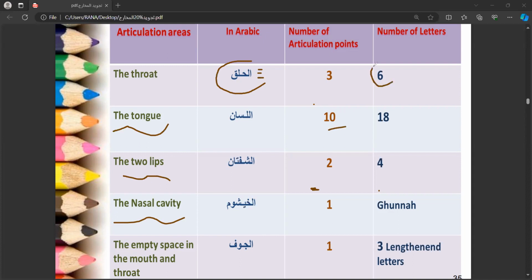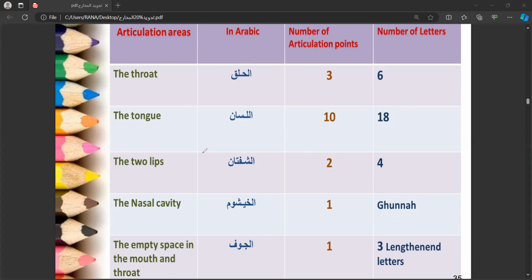Here, from الحلق we pronounce 6 letters. From اللسان, 18 letters. From الشفتان, 4 letters. From الخيشوم, we pronounce only the ghunnah, from the nasal cavity. And the last one, الجوف, we pronounce 3 lengthened letters: ألف, واو, and ياء.